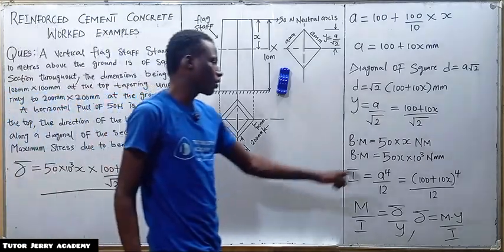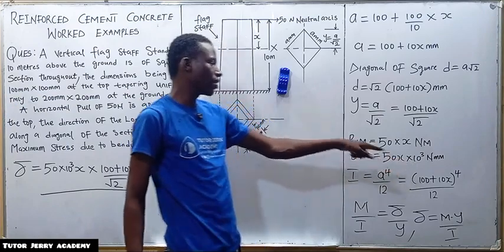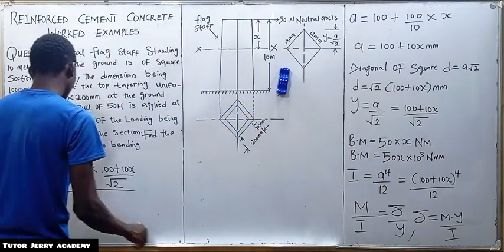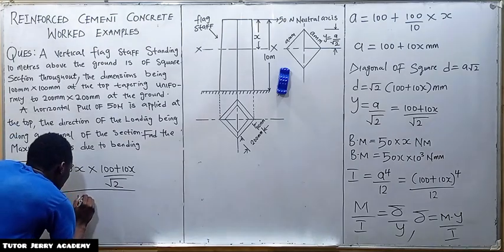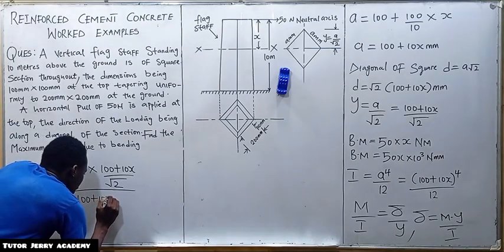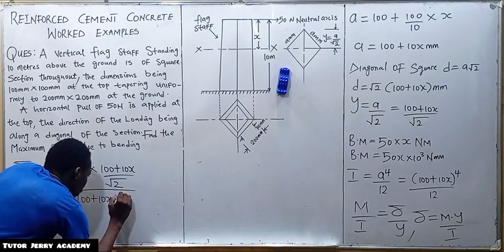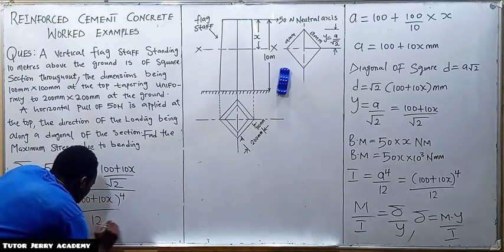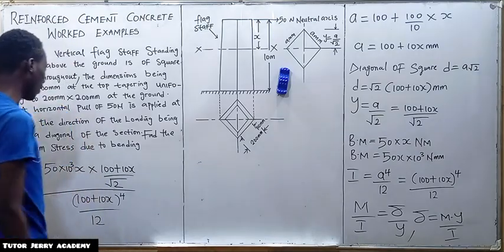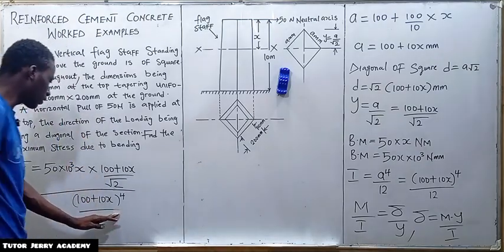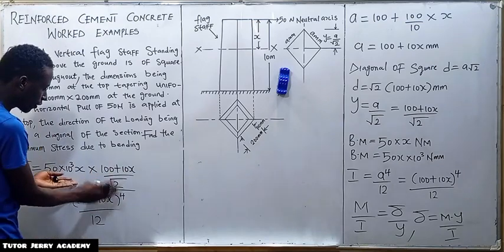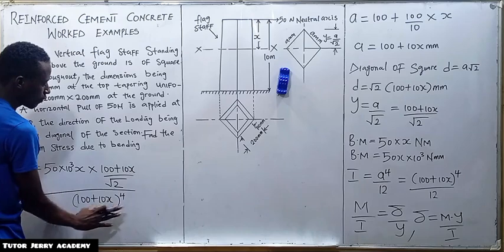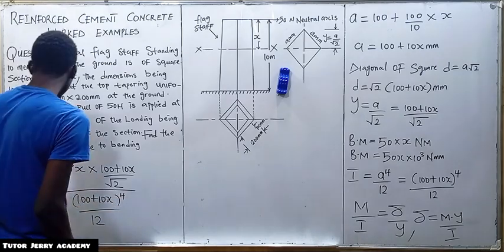I is nothing but (100 plus 10x) all to the power of 4 all over 12. So we have (100 plus 10x) all to the power of 4 all over 12. Now this is what we have. If we rearrange this, it is nothing but what we have here multiplied by 12 all over this. So let's do that here.